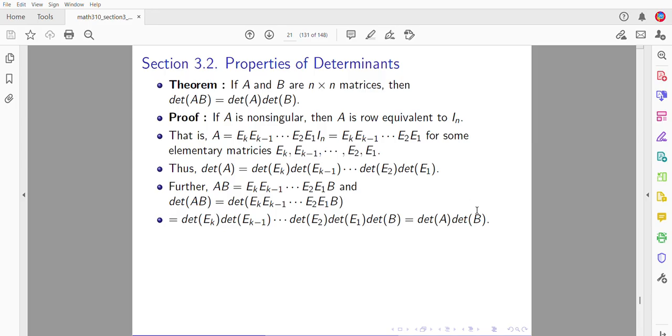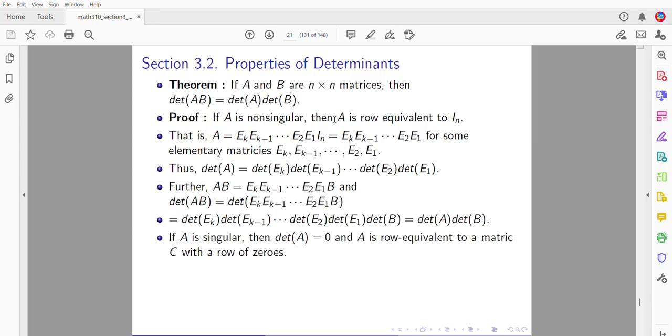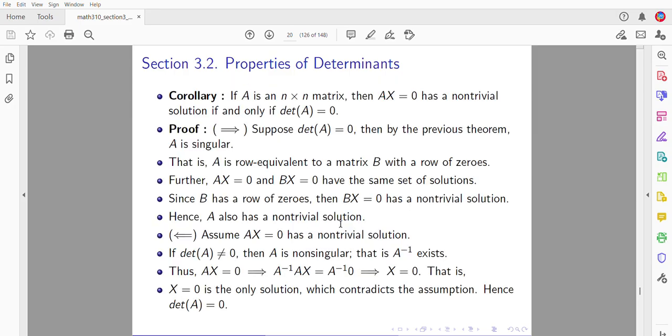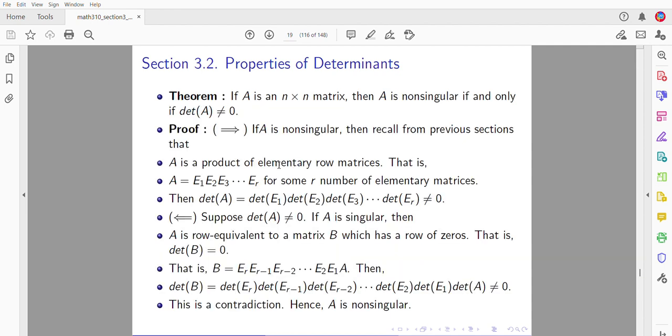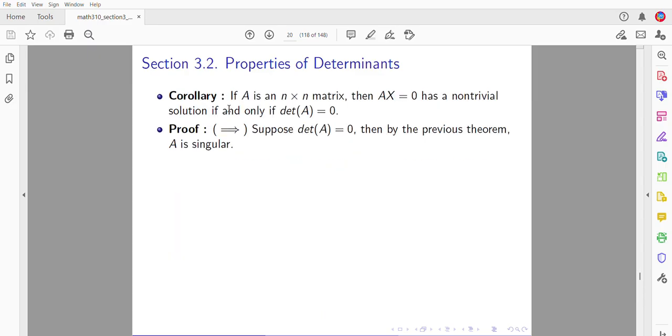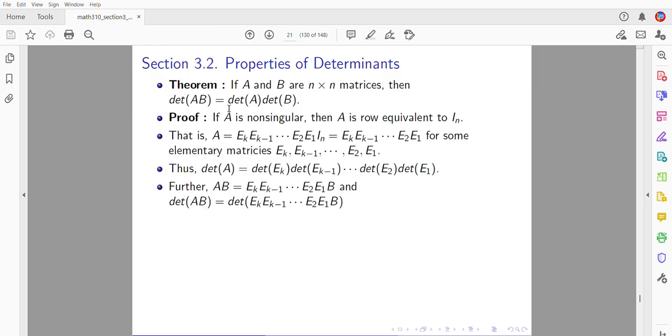When did we prove this? When A is non-singular. Now, suppose A is singular. Well, we just saw in one of our previous results, if A is singular, then determinant has to be 0. Let's go back and remind ourselves. There. A non-singular if and only if determinant non-zero. The consequence of it, A singular if and only if determinant is 0. Okay, so that's what we are using here.